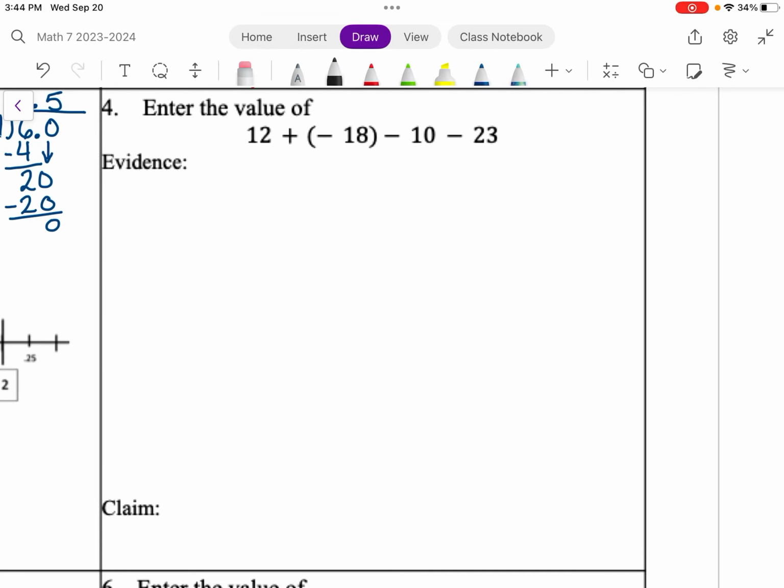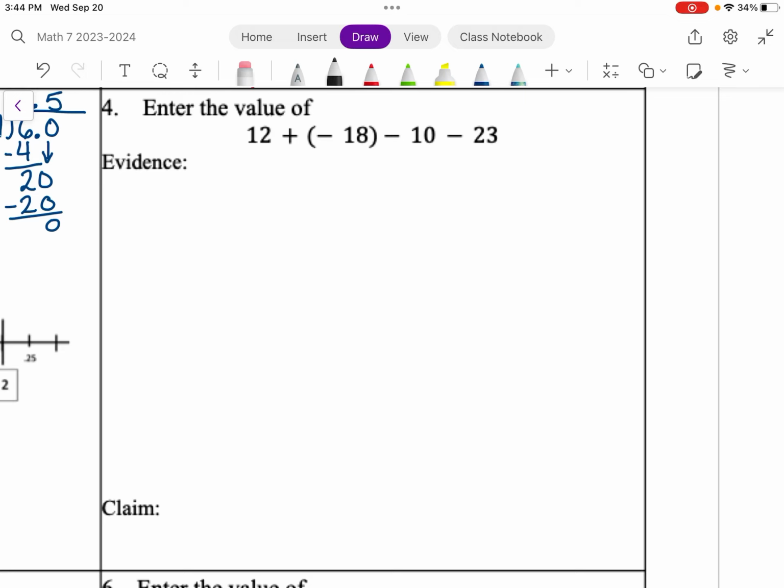Question 4 says, enter the value of 12 plus negative 18 minus 10 minus 23. Okay, so I'm looking for a value, but I have a mixture of addition and subtraction. I don't like working with subtraction, so I am going to change everything to addition. Meaning I'm only going to change my subtraction signs.